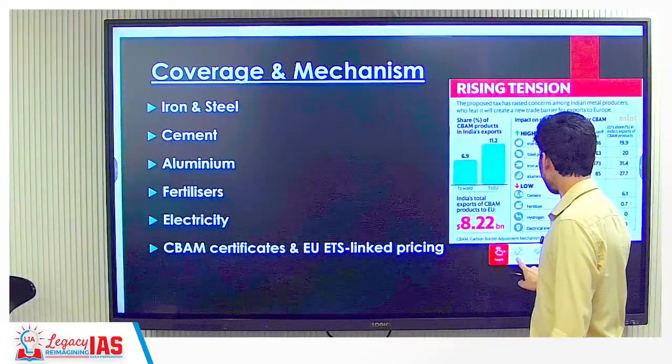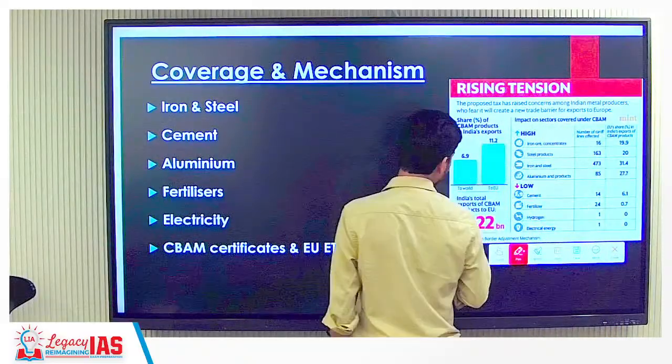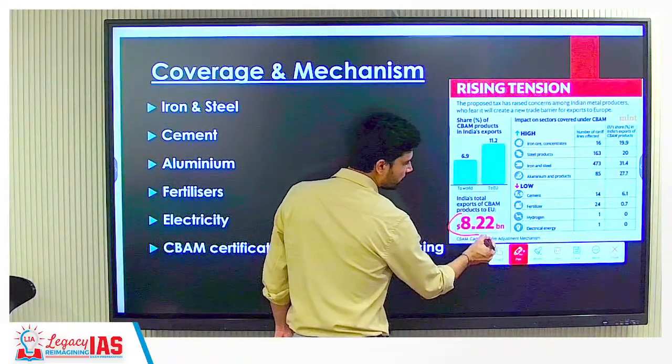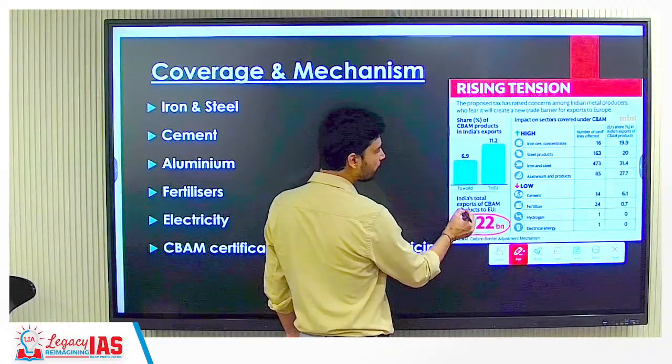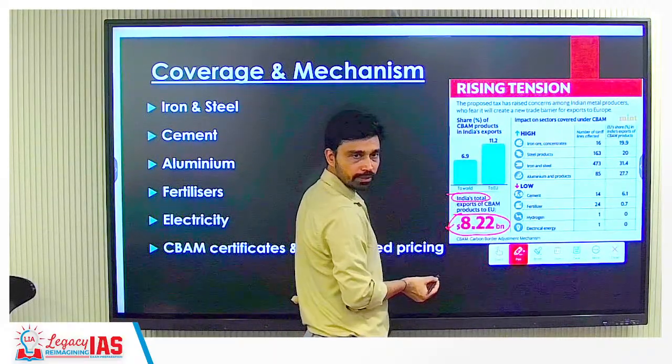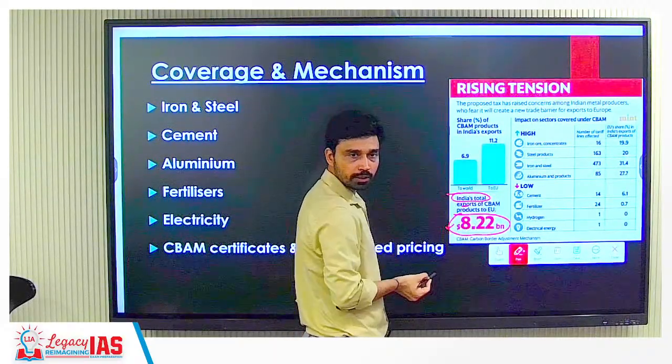Now the question comes, how is it relevant to India? Because if you look at the product, a total of $8.22 billion of product is exported from where? From India. Which market? The European Union.